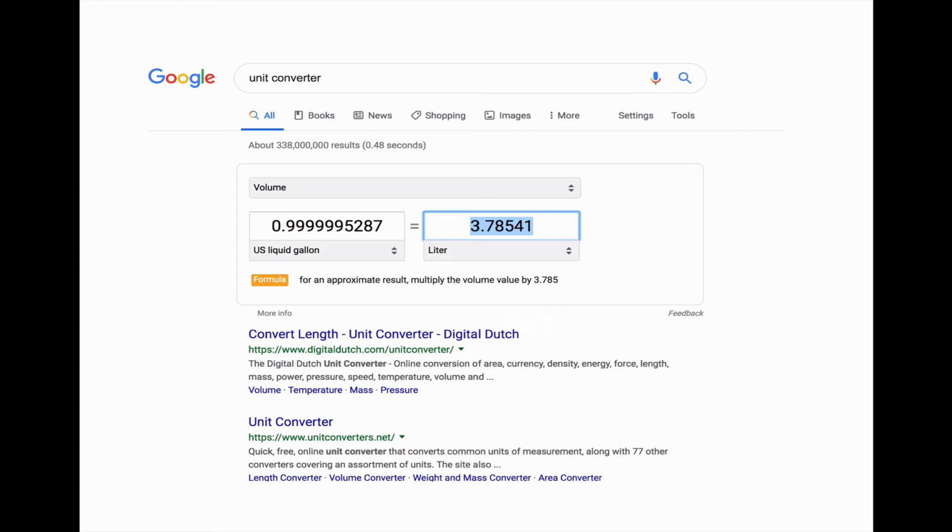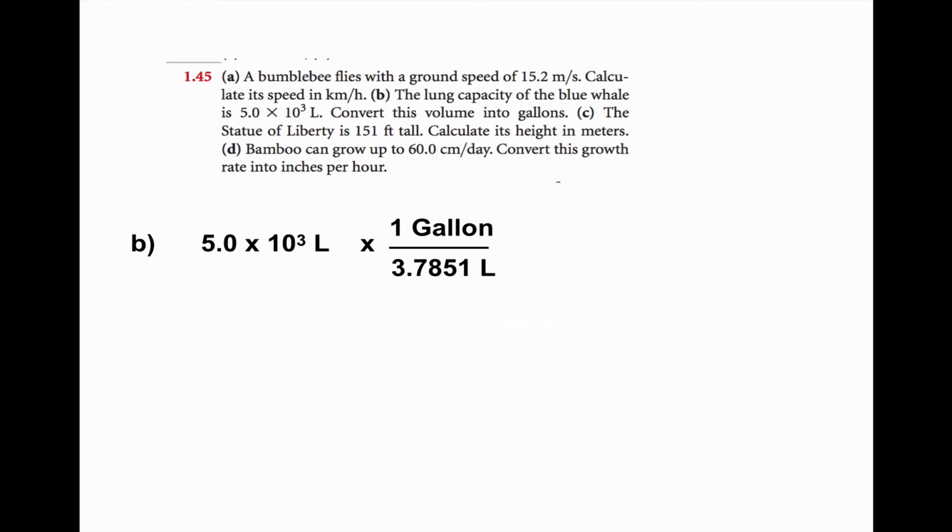I want to go from gallons to liters. So for every 1 gallon, it's 3.7851 liters. So there's my conversion factor. I want to put liters in the denominator, gallons up in the numerator, so I can convert. A lot of gallons. Actually, I guess less gallons than it was liters, right?